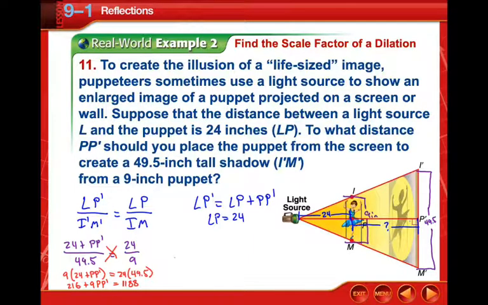So first thing we want to do is subtract 216 from 1188, which is 972. And then we're going to divide both sides by 9. So the distance from puppet to the shadow is going to be 108 inches.